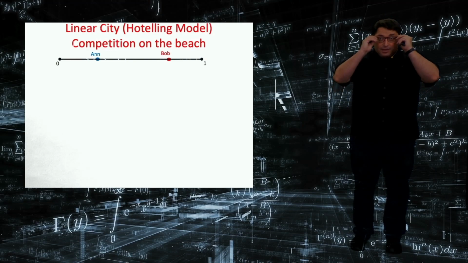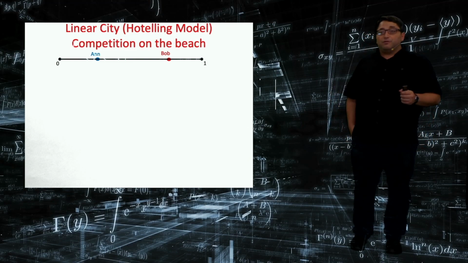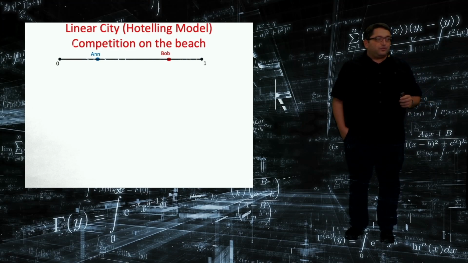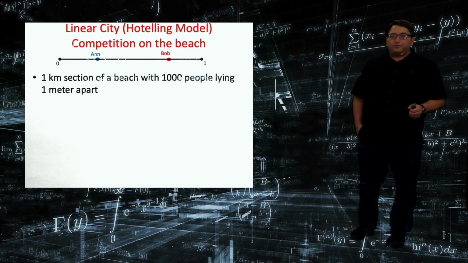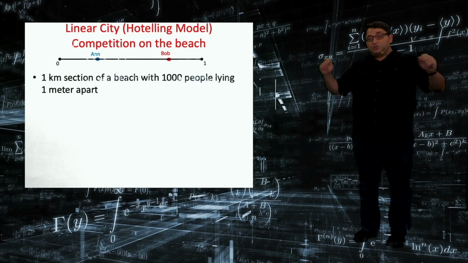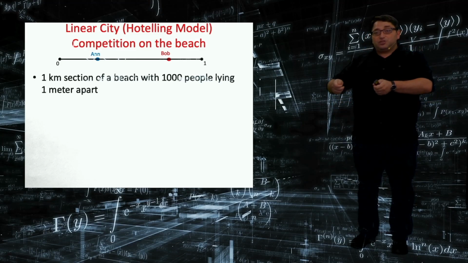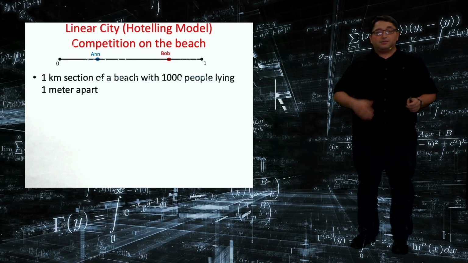So let me give a second example where a dominant strategy equilibrium does not exist, and we are going to solve this game by finding best responses. This is the linear city model, which was introduced by Harold Hotelling in 1929. Suppose there is a beach which is 1 kilometer long, 1,000 meters, and there are 1,000 beach goers in each meter, so equally distributed. At 1 meter length, there is one person.